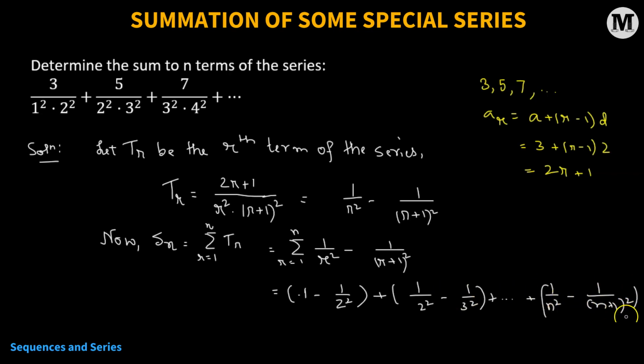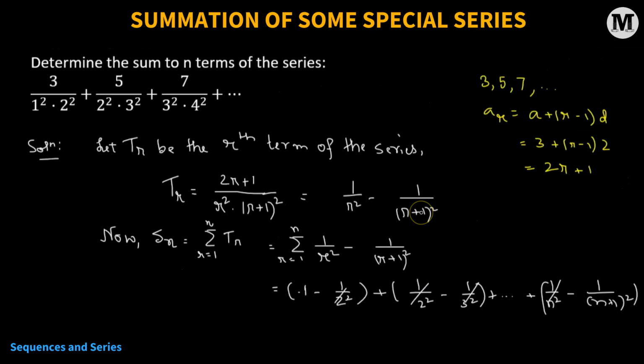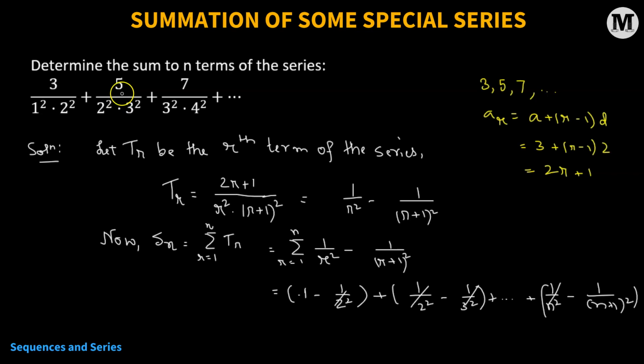Here, we'll observe that the second term and the third term, the fourth term and the fifth term, likewise up to the second last term, are going to get cancelled out, and that is going to leave us with the first term 1 minus the last term, which is 1 over n plus 1 whole squared. When we combine them, we're going to get n squared plus 2n whole divided by n plus 1 whole squared, and this is going to be the sum to n terms of the given series, where we have 3 over 1 squared times 2 squared plus 5 over 2 squared times 3 squared plus 7 over 3 squared times 4 squared added to the rest of the terms.